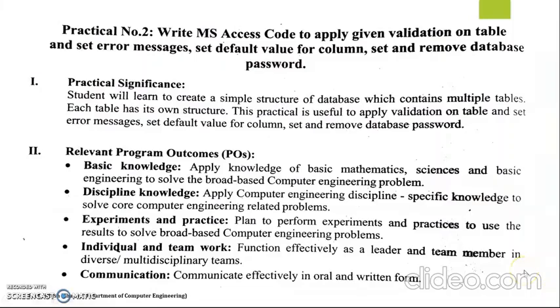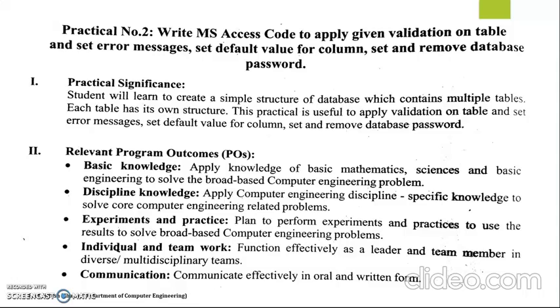So practical number 2 is to write MS Access code to apply given validation on the table and set error messages, set default value for a column, and set and remove database password. Practical significance: the student will learn to create a simple structure of a database which contains multiple tables. Each table has its own structure. This practical is useful to apply validation on a table and set error messages, set default values for a column, and set and remove database password.